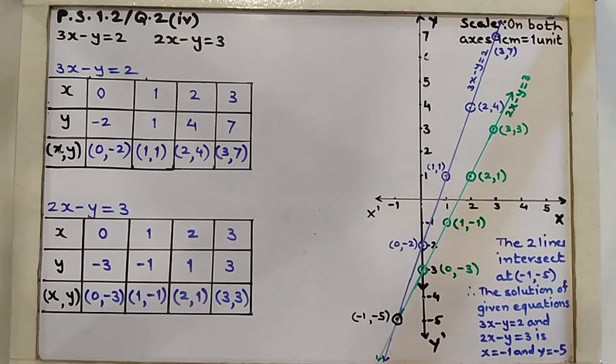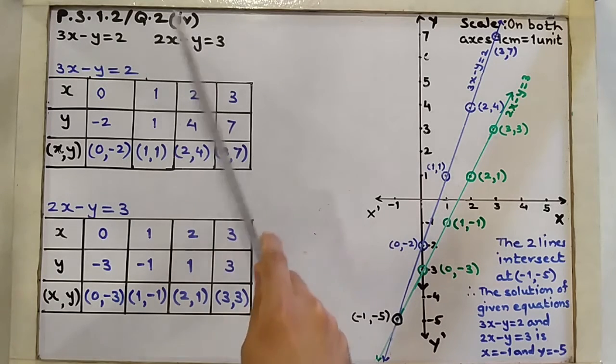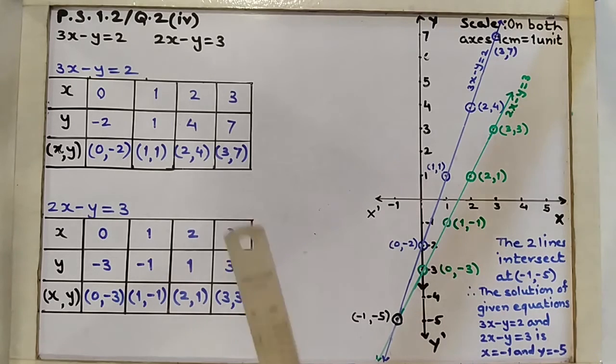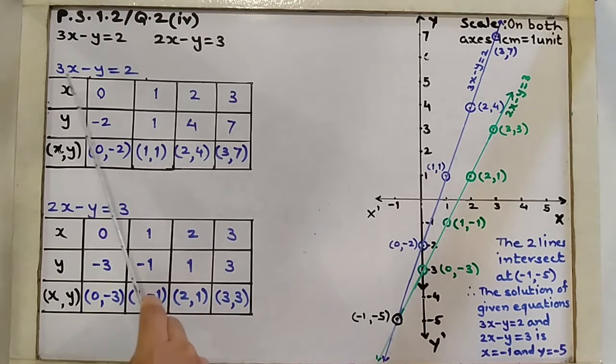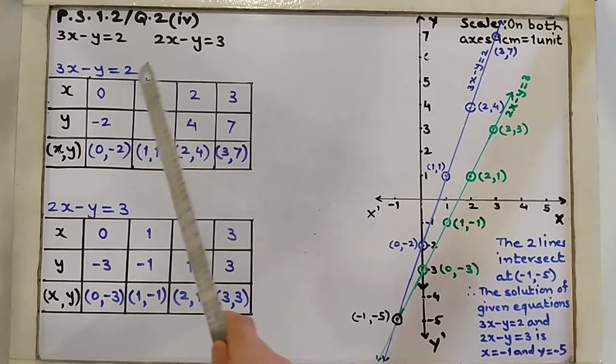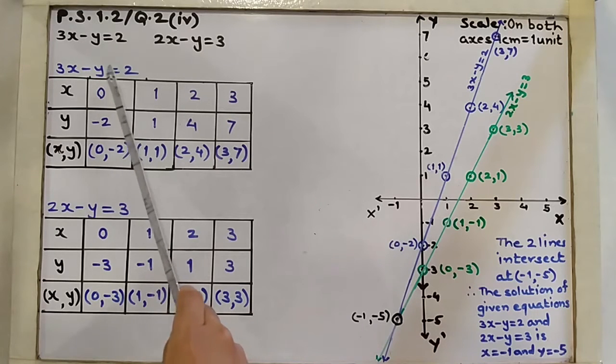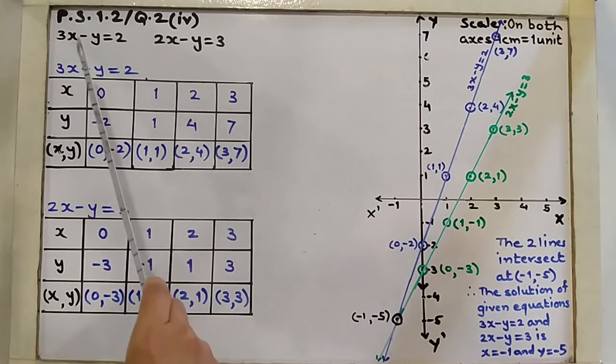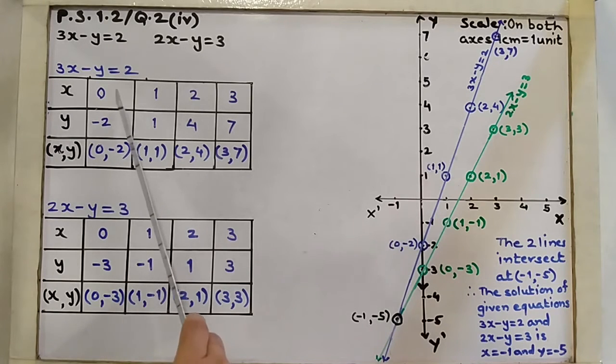Now to draw graph of these equations, we first have to find 4 points such that they satisfy the equation and then plot them on the graph paper. The first equation is 3x minus y equal to 2. Now first I have assumed the value of x as 0. I'll put this value in the equation and I get the corresponding value of y as minus 2. So the ordered pair will be 0 comma minus 2.